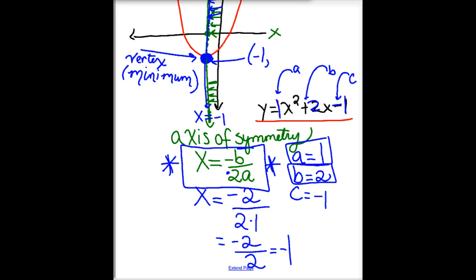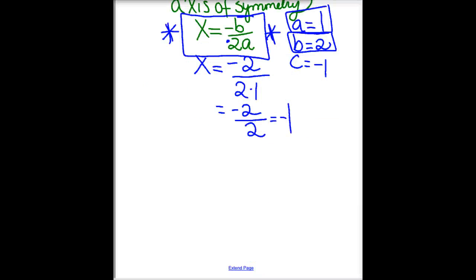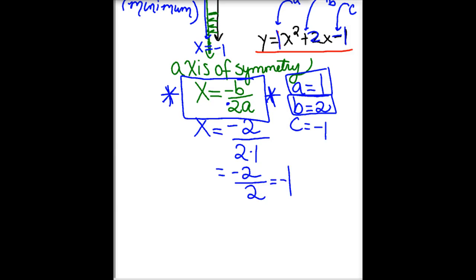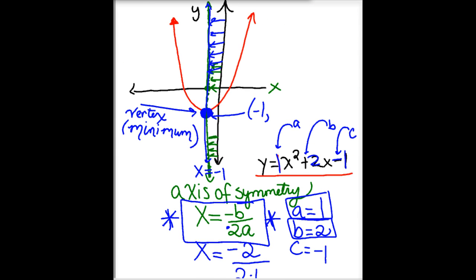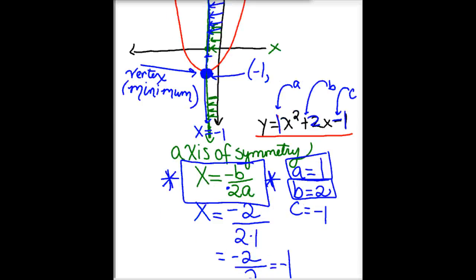The problem is, how do I know where the vertex is as far as the y value? Because I know it's 1 to the left, but I don't know how far down or up to go. And you might say, well, Rude, it looks like it's maybe 2 down, and you can't go by looks. Here's how you decide that.